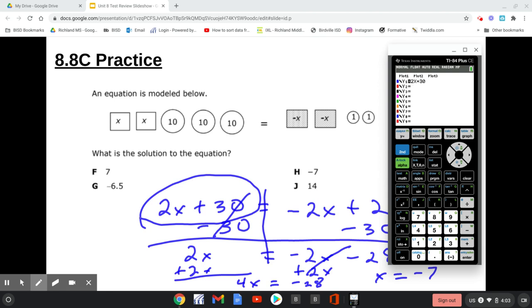Now let's put the other part. Negative 2x plus 2. Like your note said, you're going to hit second, trace, 5. Here come your lines. You're going to hit enter, enter, enter. And you can see that x equals negative 7. It's right there on your calculator. It's right here. Okay? Next one.